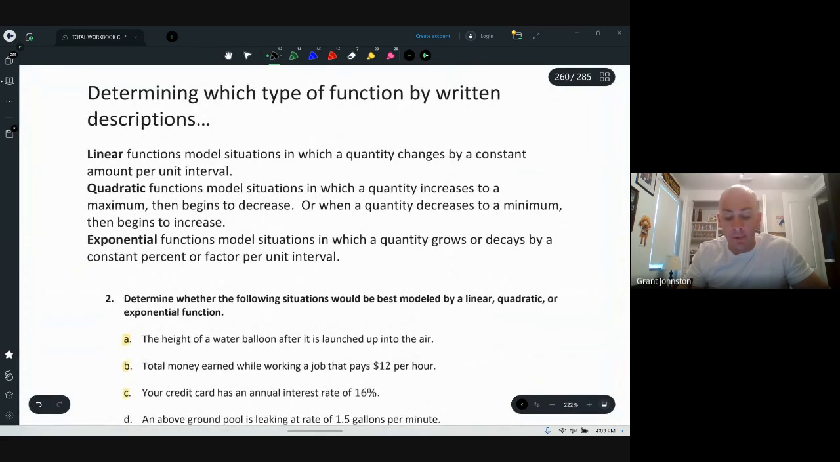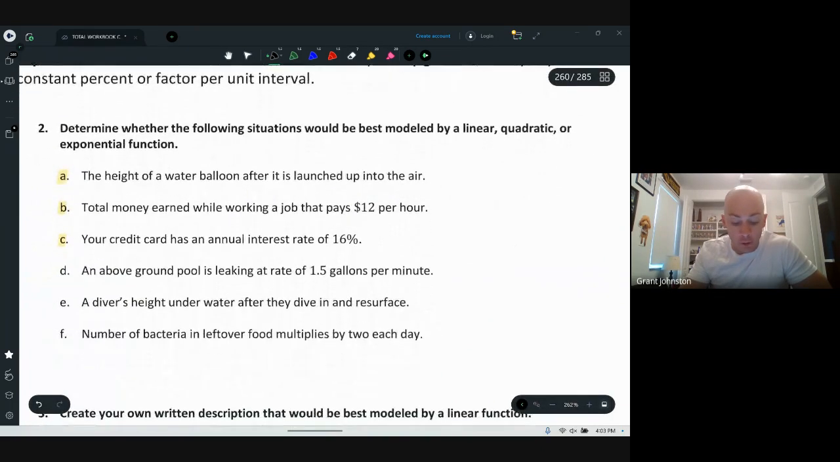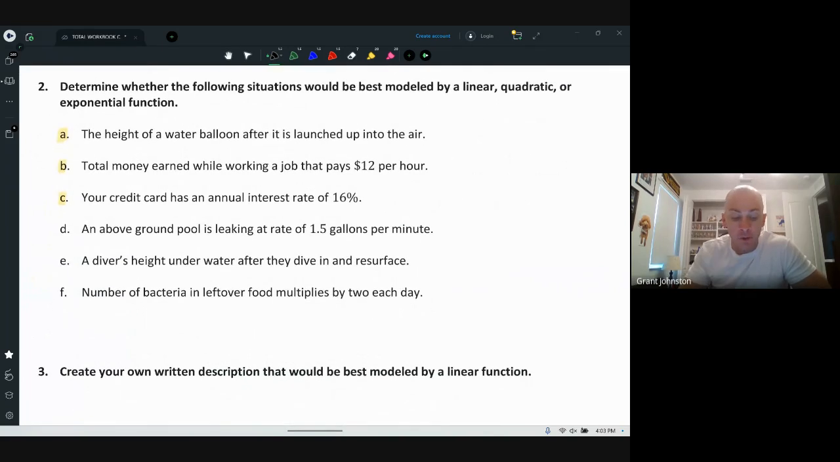So now let's determine by written descriptions. Here are some notes for you. I'm not going to read those for you. You can go ahead and read those yourselves. But for number two, it says determine whether the following situations would be best modeled by a linear, quadratic, or exponential function.